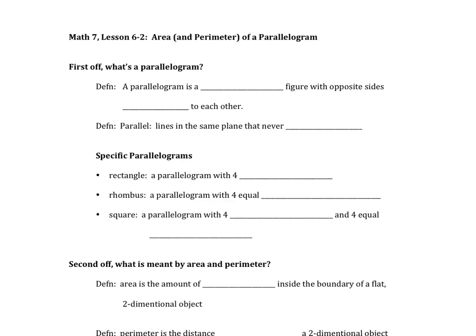Area and perimeter of a parallelogram. First of all, we need to know what a parallelogram is. A parallelogram is a four-sided figure with opposite sides parallel to each other. Okay, so think of a figure that's four sides. And so rule number one, it's got to be four sides. Rule number two is that the opposite sides must be parallel to each other.